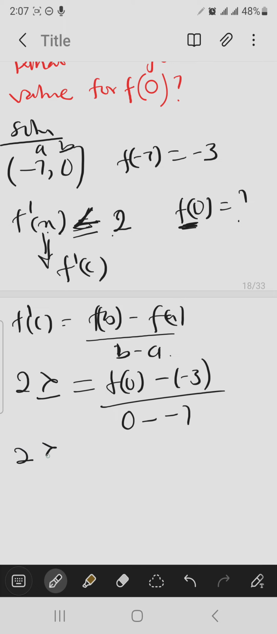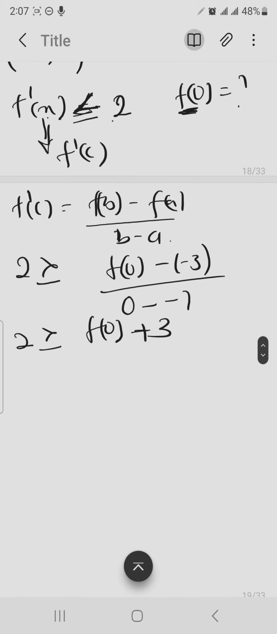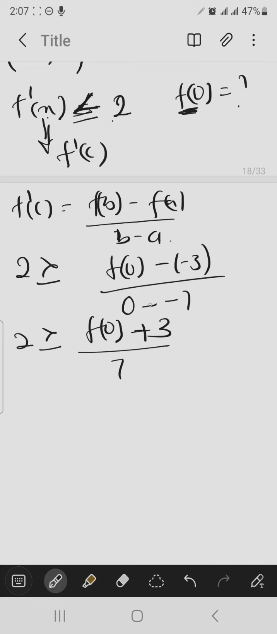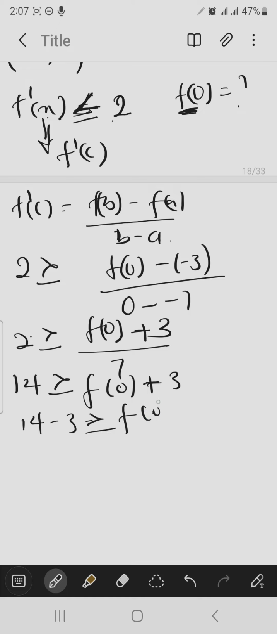So this one will now be 2 greater than or equal to f of 0 plus 3 over 7. You know, this one is going to be plus like that. So it will be 14 greater than or equal to f of 0 plus 3. When this one comes here, it is going to be minus. So 14 minus 3 greater than or equal to f of 0. So this is going to be 11 greater than or equal to f of 0.